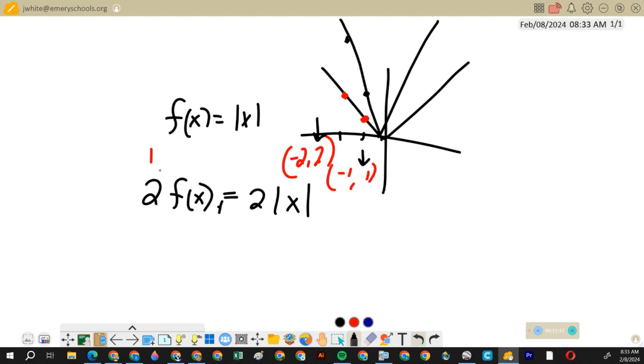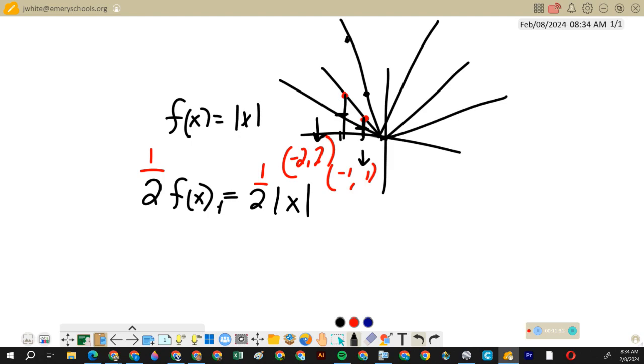What if it was 1/2 the absolute value of x? Then it's going to be shorter. So we take this y value and we cut it in half. We take this y value and we cut it in half. And now my graph is shorter.